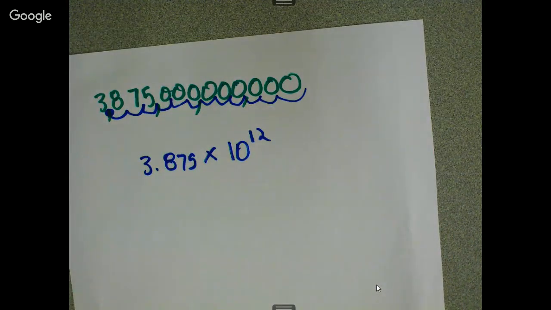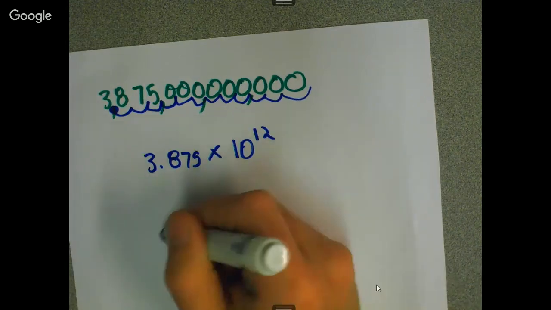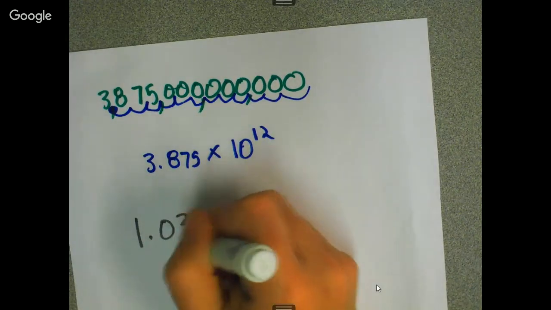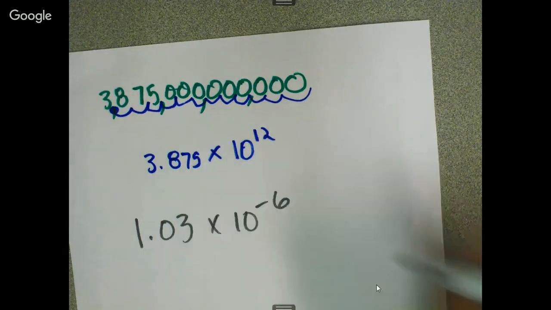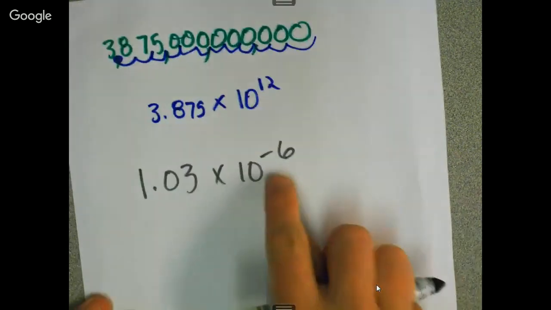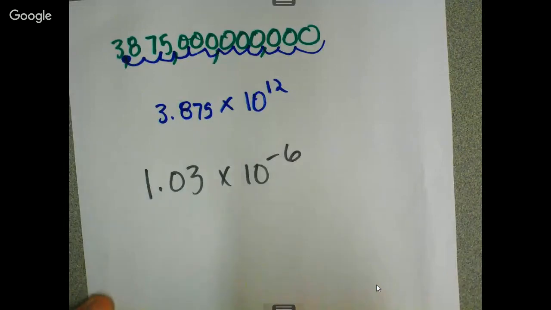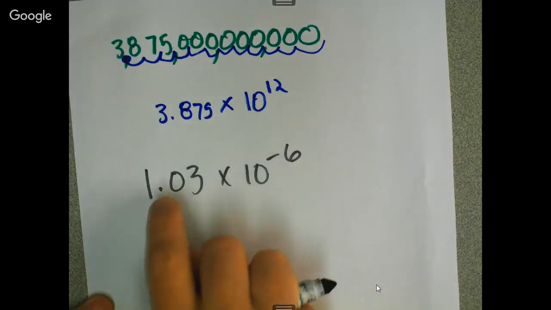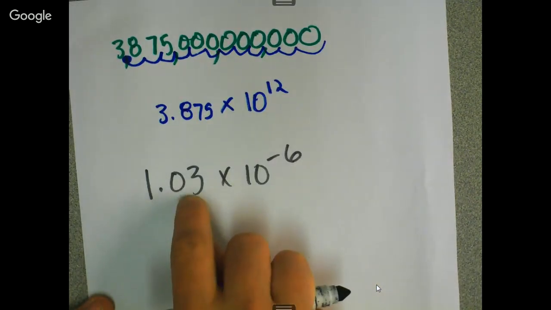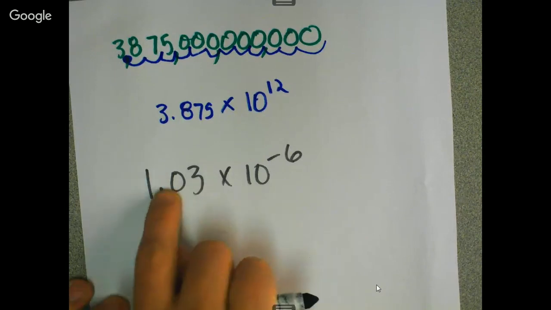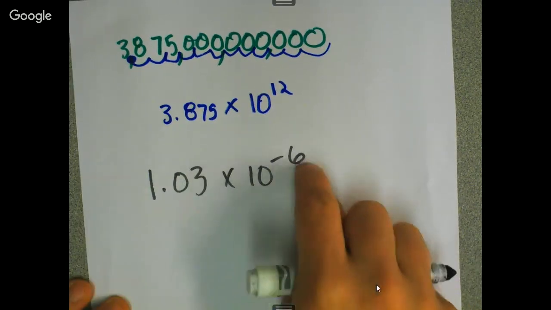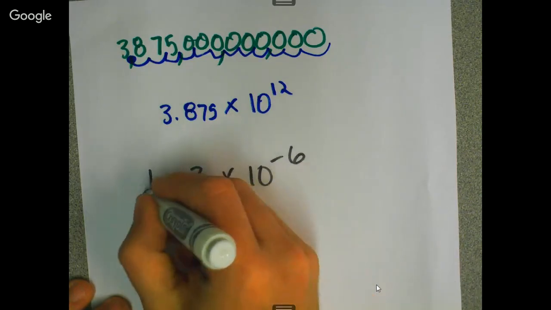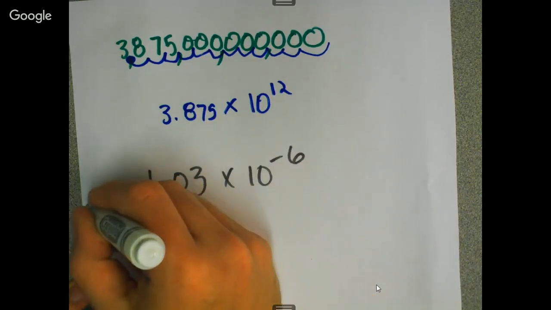Okay, if I give you something like this, let's say I give you 1.03 times 10 to the negative 6. Okay, because this is negative, we're talking about a really small number. Okay, smaller than this. So in order to get smaller than this, I need to move this decimal place to the left. And I need to move to the left 6 times. So 1, 2, 3, 4, 5, 6.